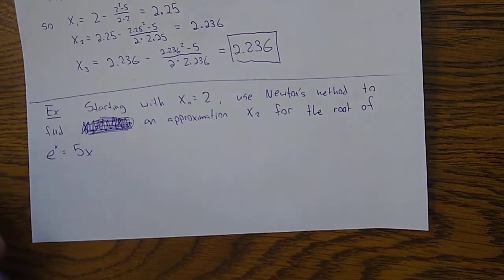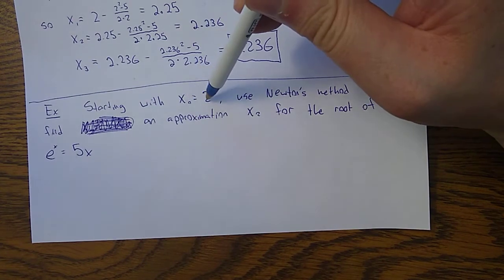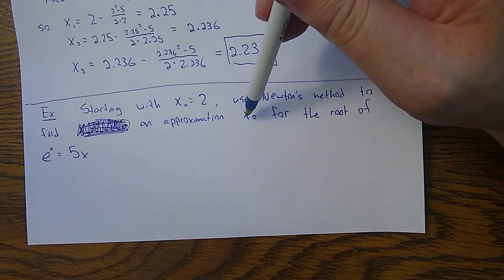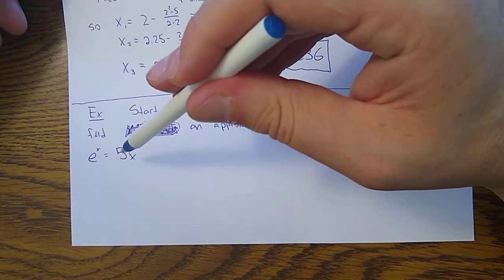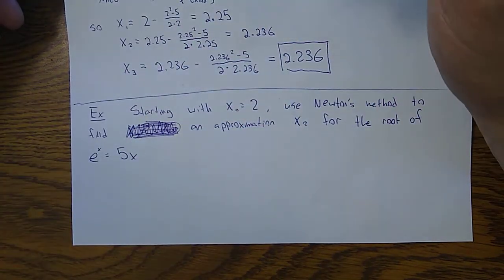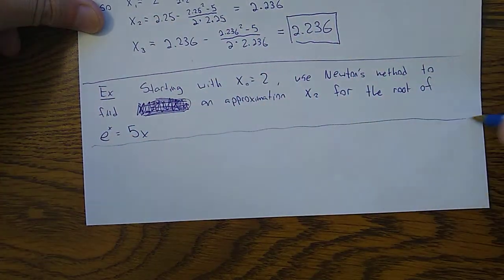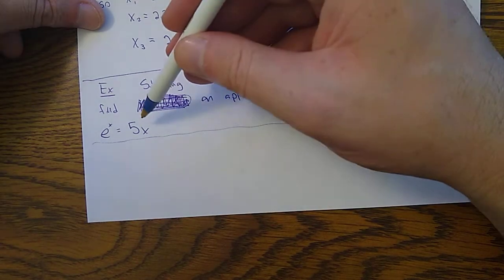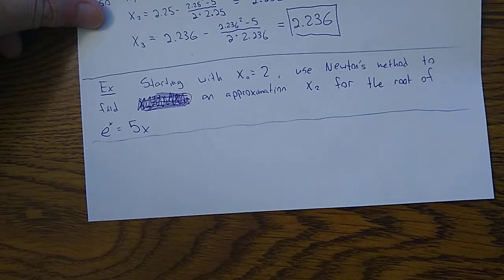Okay, now that I've talked about that, let me do another example. Starting with x naught equals 2, let's use Newton's method to find the approximation x sub 2 for the root of this equation, e to the x equals 5x. I wanted to do this one because this is not set equal to 0. This is very easy to fix.